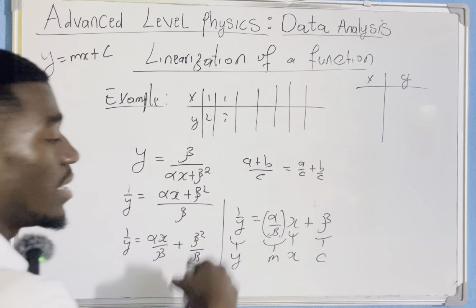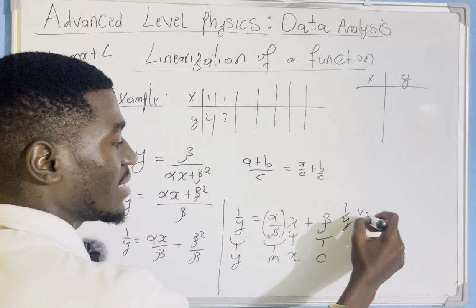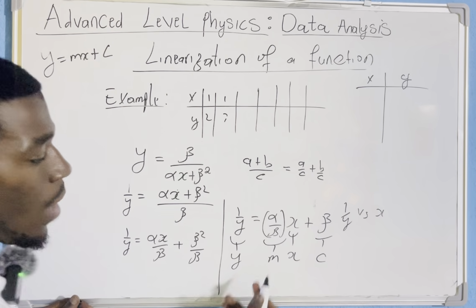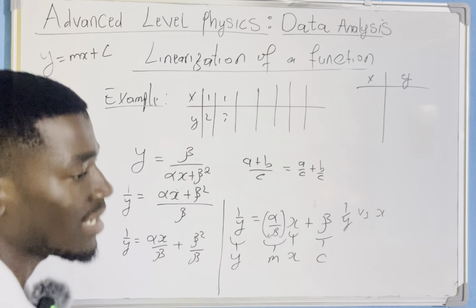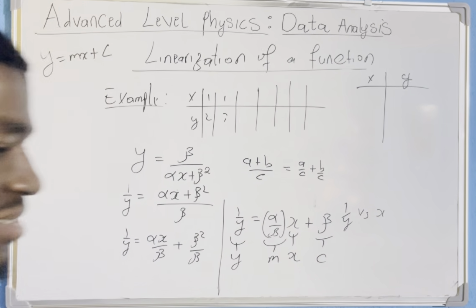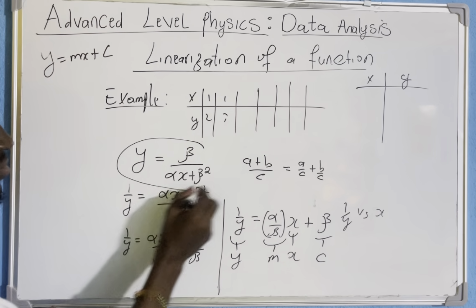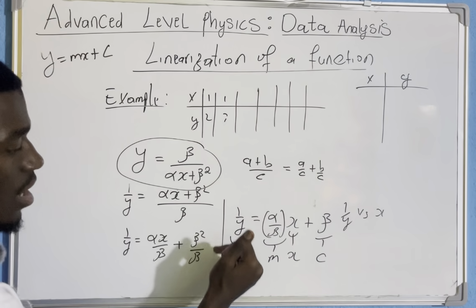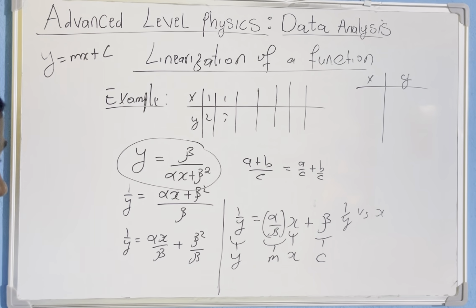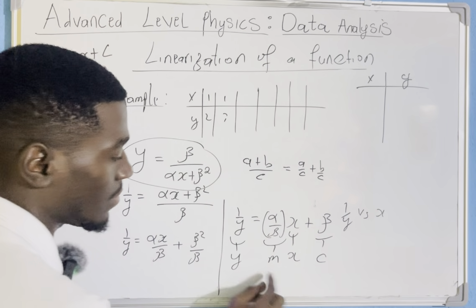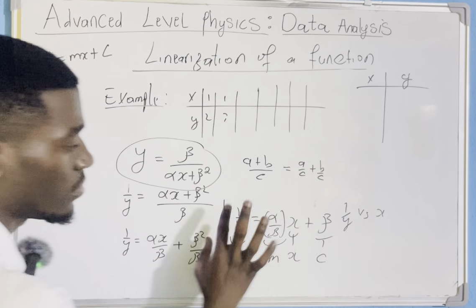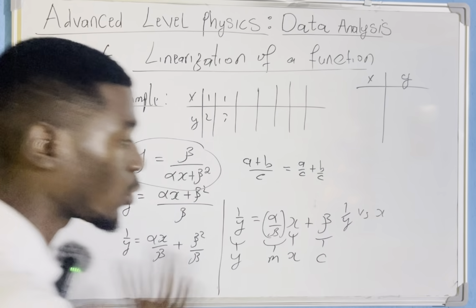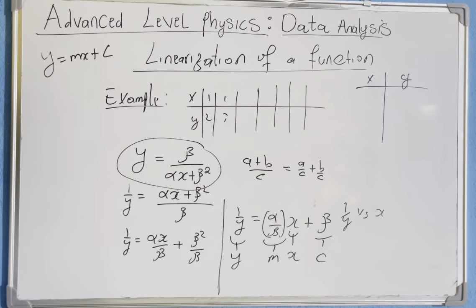That's all. It means that the graph of 1 all over y against x is a straight line where the gradient is alpha over beta and the y-intercept is beta. As easy as that. So remember it: do the reciprocal. You see that my y term is made up of only a variable, my x term is made up of only a variable, and my gradient is made up of only constant terms to be determined. Only constants, no variables. Okay, so that is it. That was a small example.